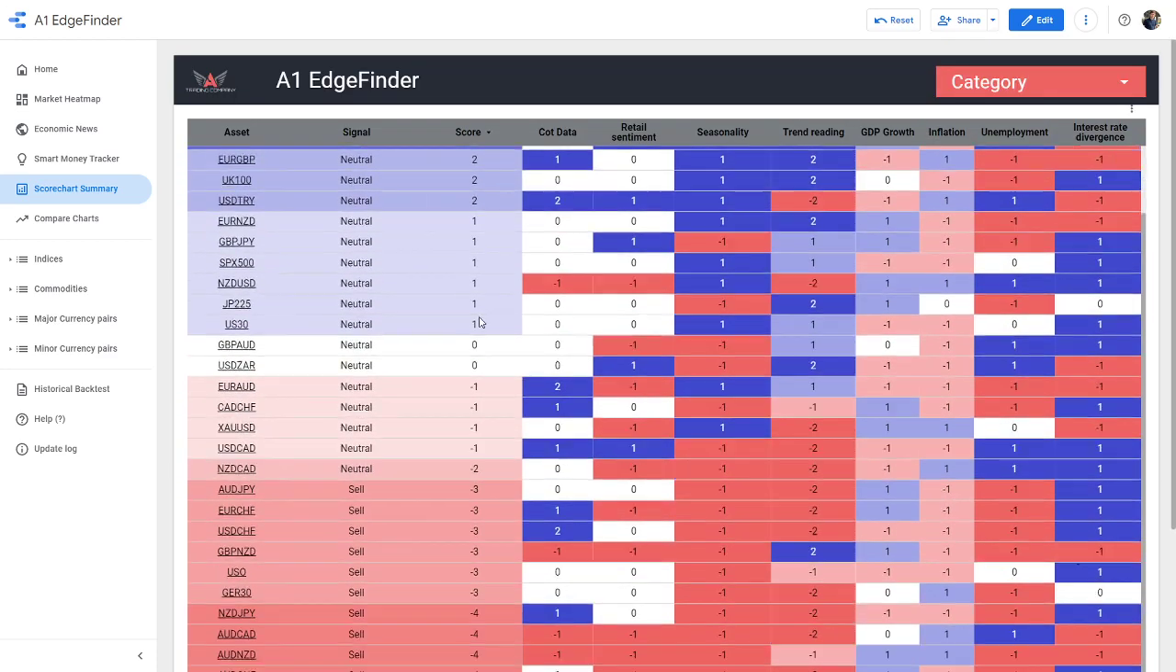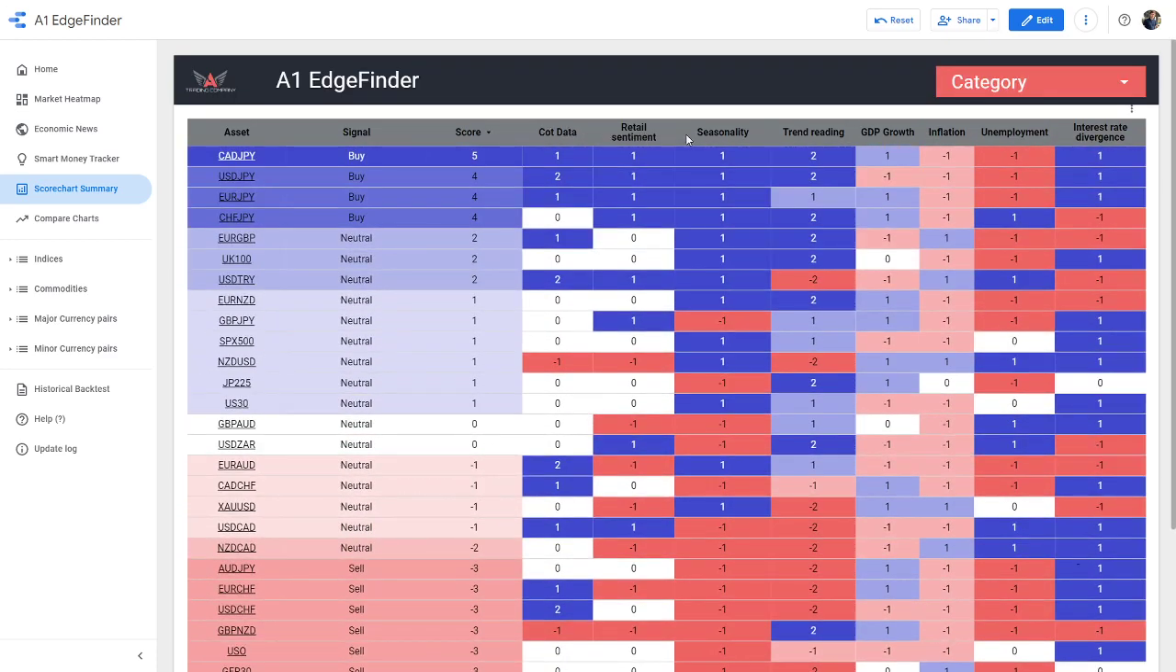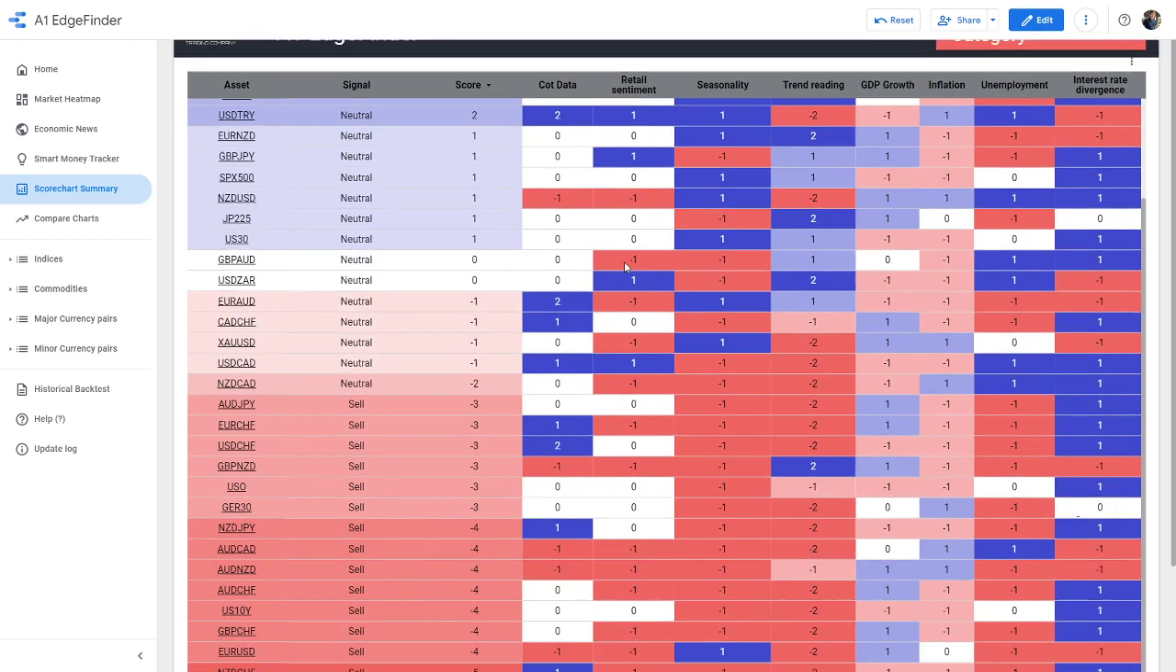So, what is this based on? Well, you can pause the video if you'd like. You've got all of our metrics here across the screen. We have interest rate divergence, unemployment rate, inflation numbers, GDP growth, trend, seasonality, retail sentiment, and COT data, otherwise known as institutional positioning. So we have all of that information at our fingertips with this software.